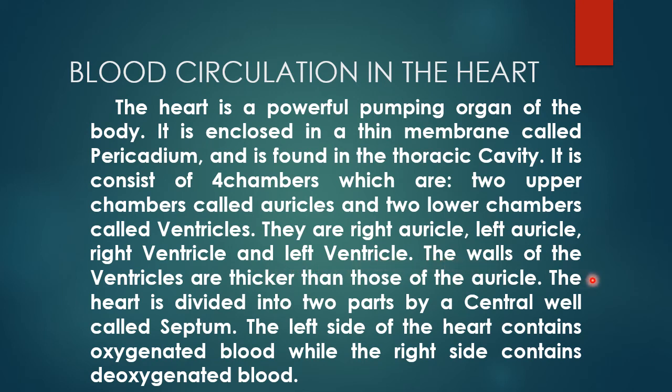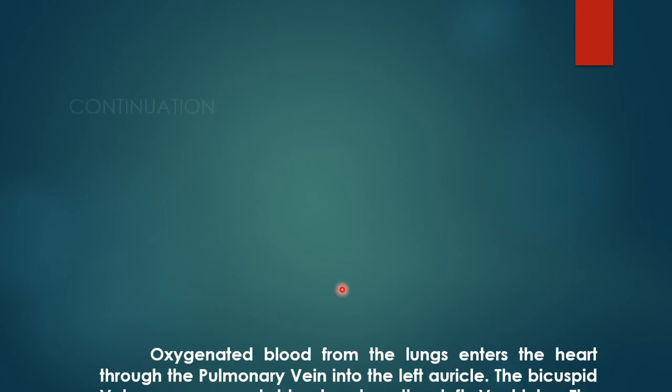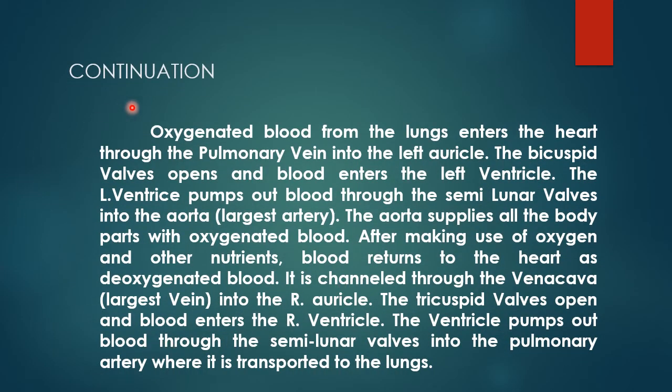The walls of the ventricle are thicker than those of the auricle. The heart is divided into 2 parts by a central wall. Take note, this is wall, not well, central wall called septum. The left side of the heart contains oxygenated blood, while the right side of the heart contains deoxygenated blood.